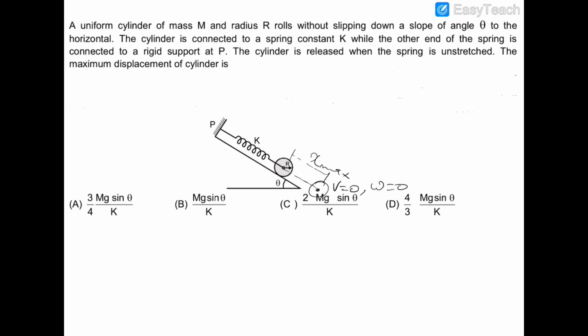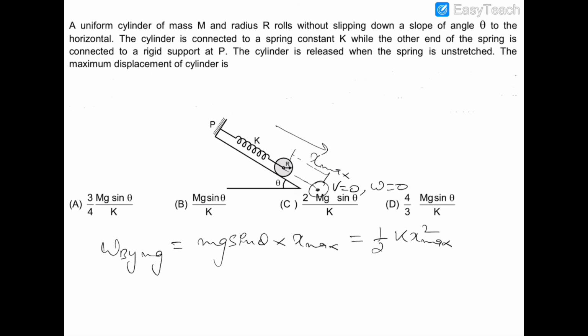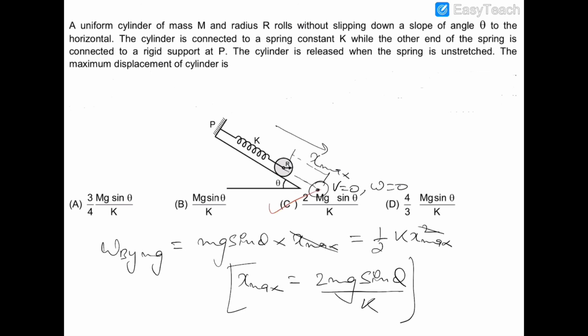So the work done by mg would be mg sine theta into x max, and that work done would be completely utilized in the spring potential energy, because the final kinetic energy and the initial kinetic energy of the cylinder was 0. So cancelling this x max with x max, x max is equal to 2 mg sine theta by k. So the correct answer would be option number C.